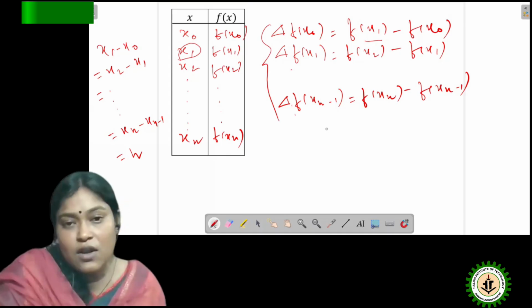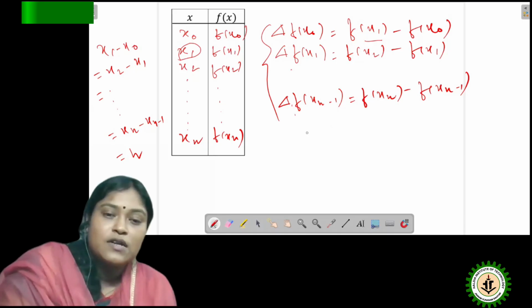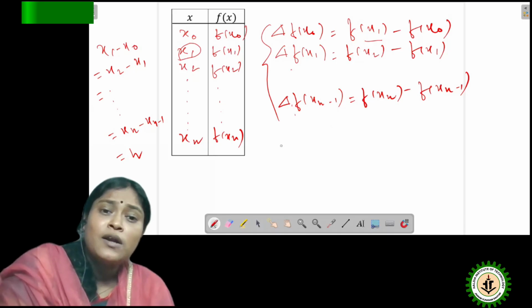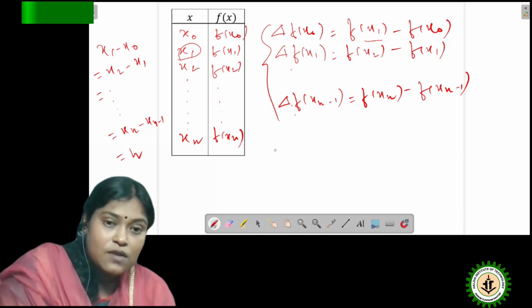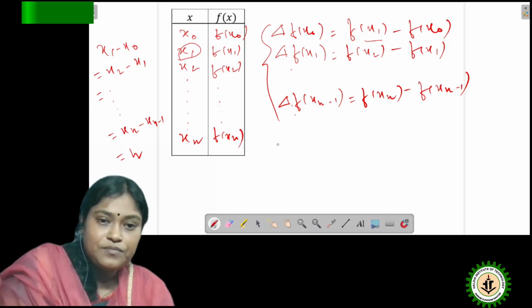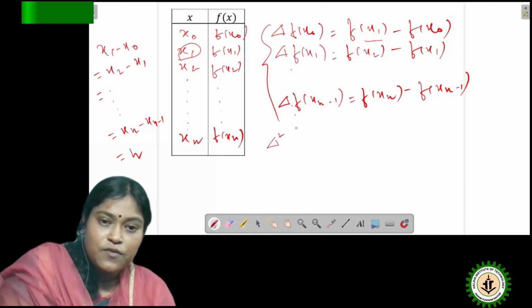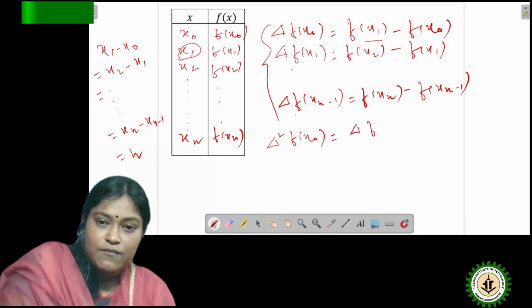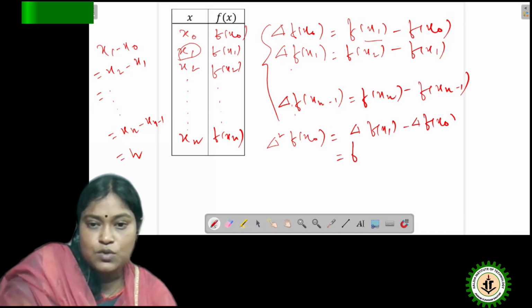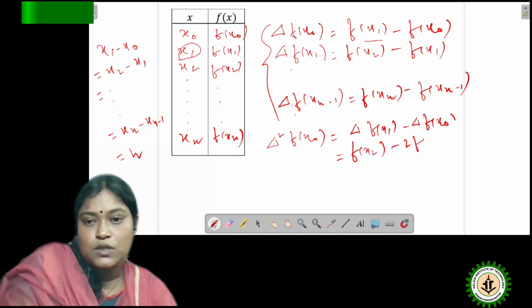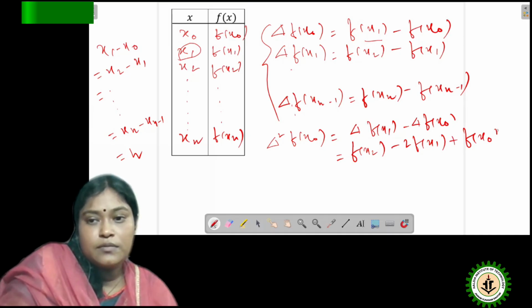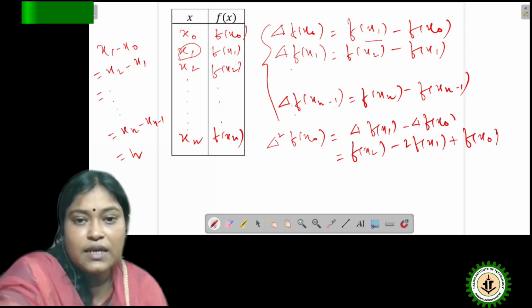Similarly, we can find out second order forward differences, third order forward differences in this way, up to delta to the power n, the nth order forward difference. If I proceed for delta square f of x naught, we can write this as delta f of x1 minus delta f of x naught, or also we can write it as f of x2 minus 2 f of x1 plus f of x naught, as we have written in the previous slide.